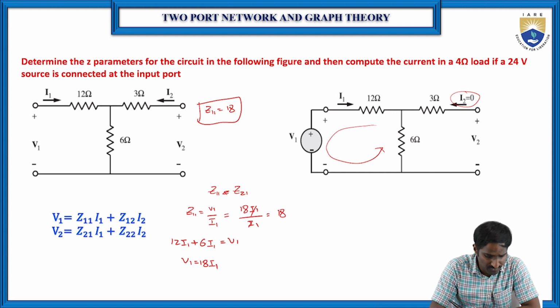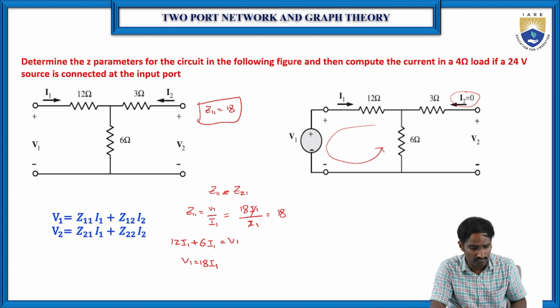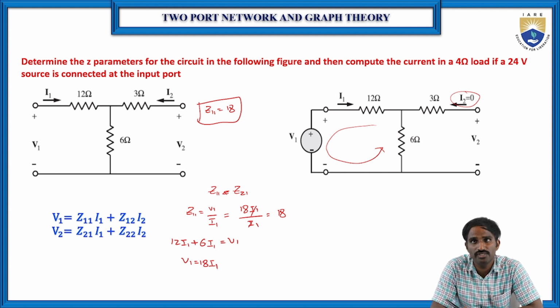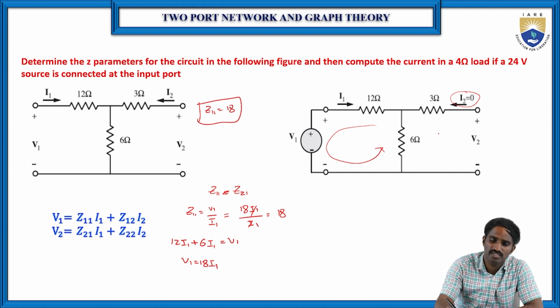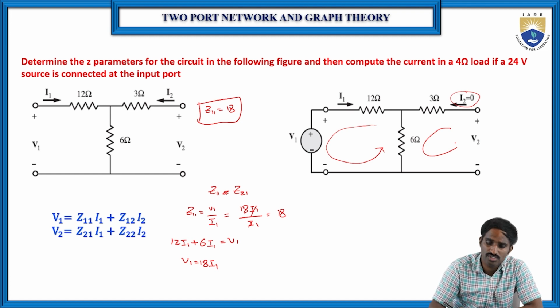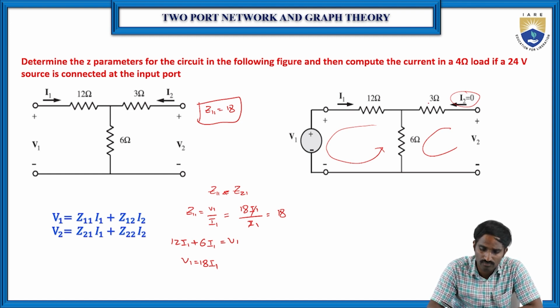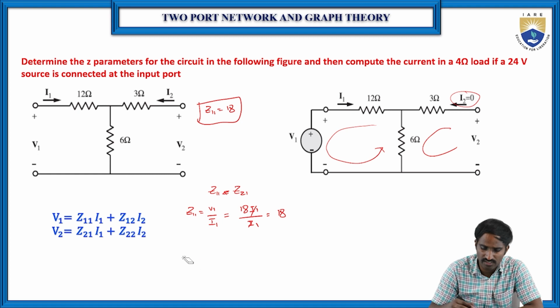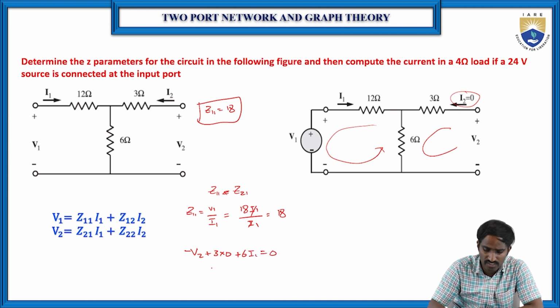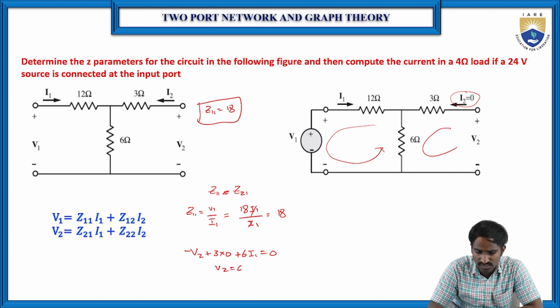Similarly, to find Z21 we need to find the voltage V2. Again apply KVL for this particular loop. Here I2 is equal to 0, so you need not consider the 3 ohm resistor. If you apply KVL to loop 2, you will get minus V2 plus 3 into I2, which is 0 because I2 is equal to 0, plus 6 into I1, which is equal to 0. So V2 is equal to 6 into I1.